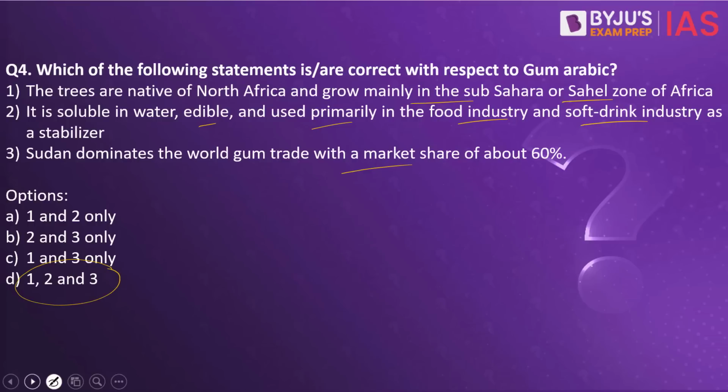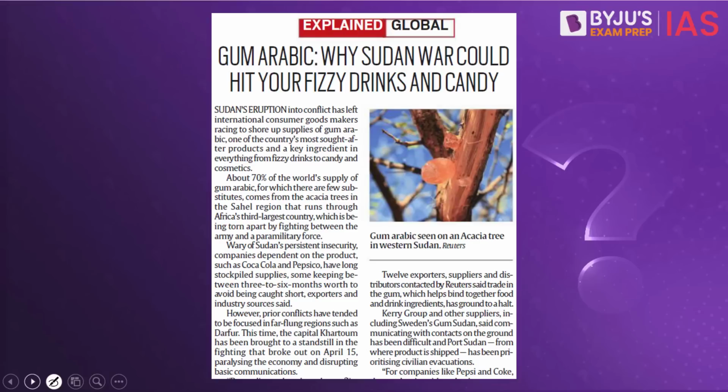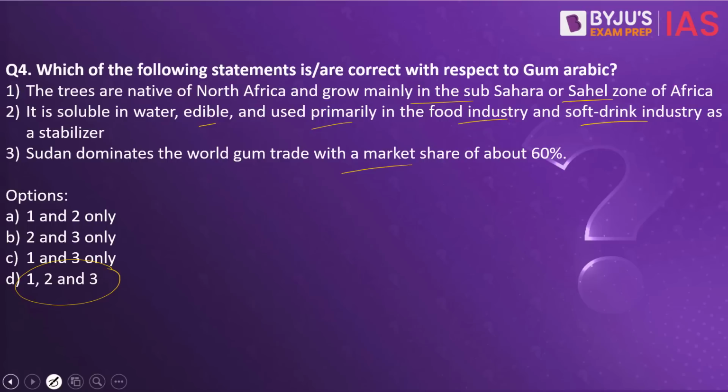Why have we taken this practice question? Because this article in the Indian Express makes a reference to gum arabic, which is why we have taken this practice question. When we speak about gum arabic, this happens to be a natural gum that is exuded by various species of acacia. The trees are native of North Africa and grow mainly in the sub-Sahara or the Sahel zone of Africa. So the first statement is the right statement.